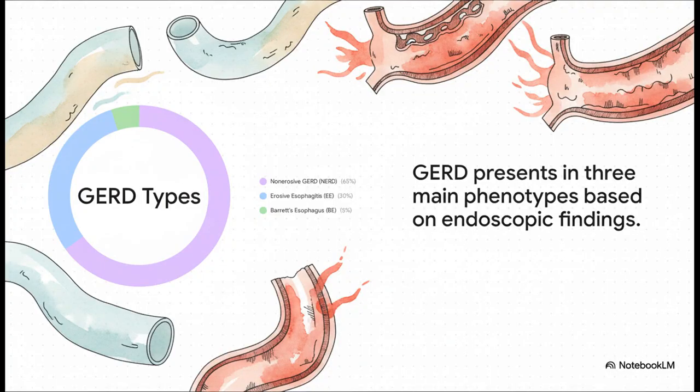And you know, GERD isn't just one thing. It actually shows up in 3 main forms, what we call phenotypes. The huge majority of patients, about 65%, have what's called non-erosive reflux disease, or NERD. That means they have all the classic symptoms, but if you do an endoscopy, their esophagus looks perfectly fine, no visible damage. Then you've got about 30% with erosive esophagitis, where the acid has actually caused visible inflammation and sores. And finally, there's a smaller but really critical group, about 5%, who develop Barrett's esophagus, which is a precancerous condition.